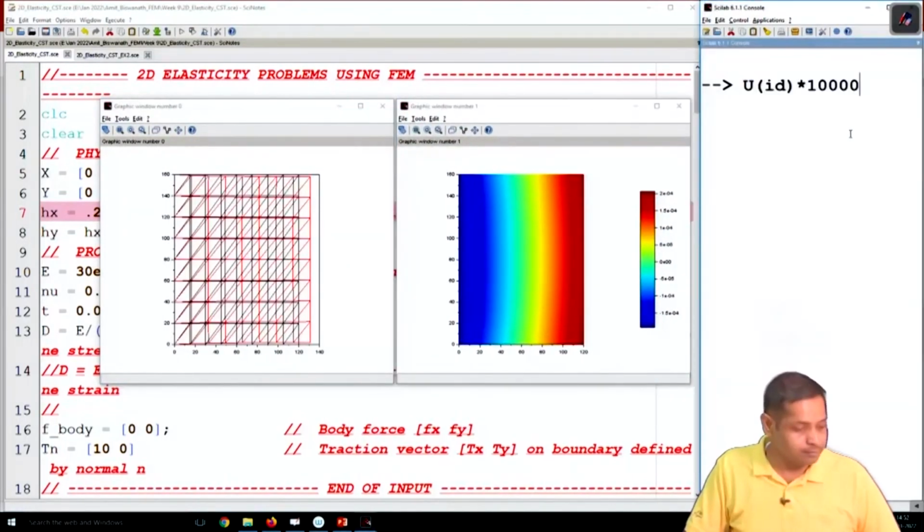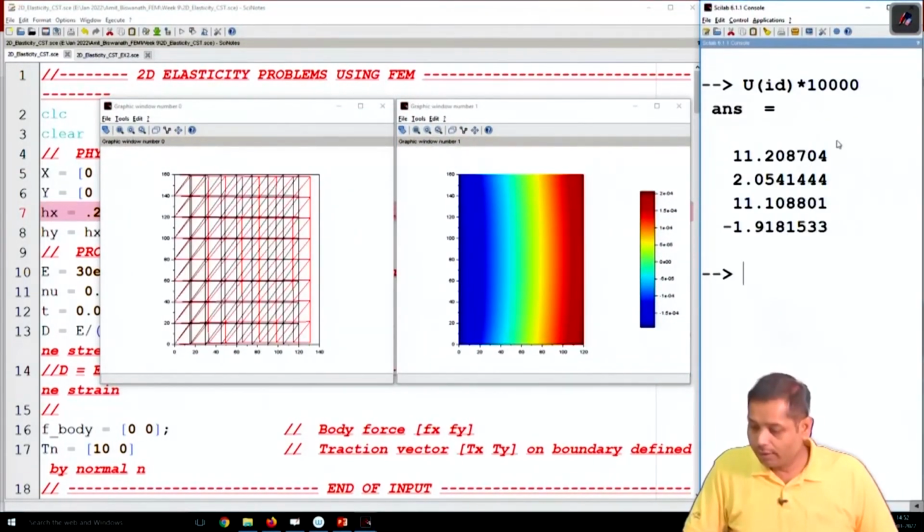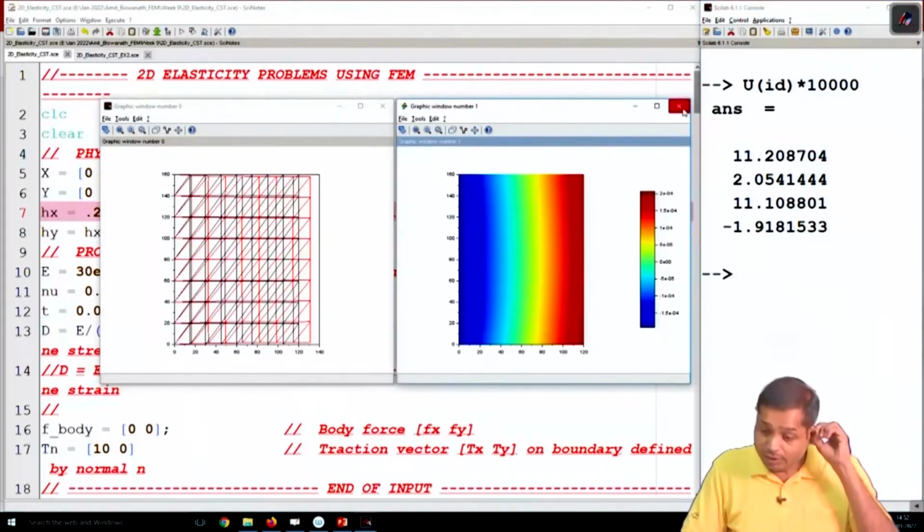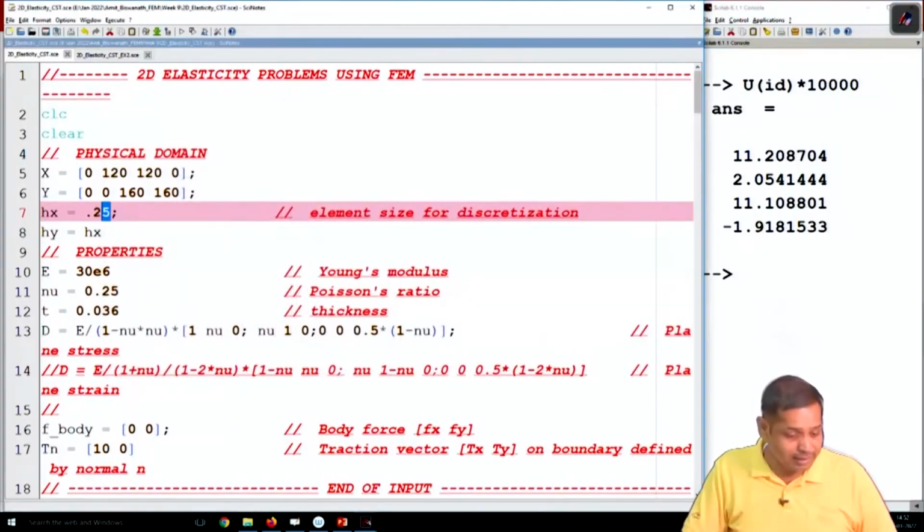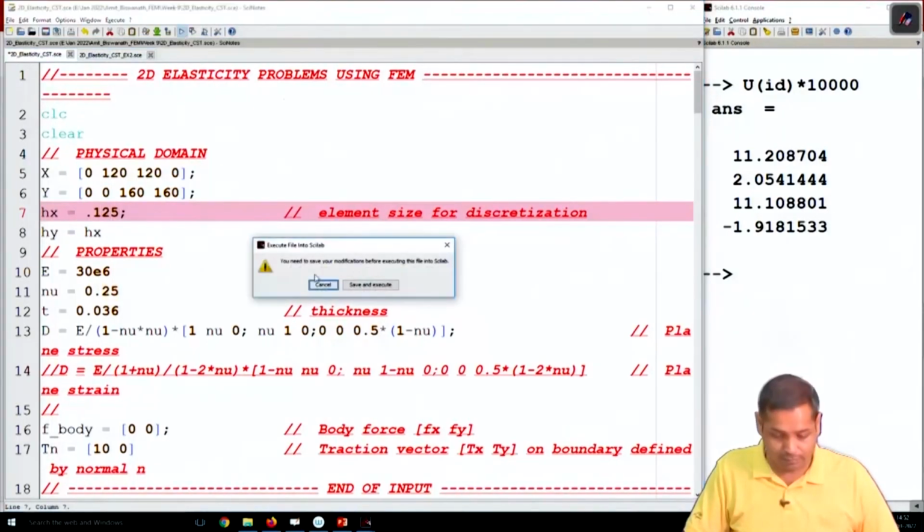And then this is becoming closer. This is 11.2, just taking the first decimal place, and 11.1, it is 2.01, and this is 1.9. So let us further reduce it. Let us make it 1 to 5, 1 to 5.